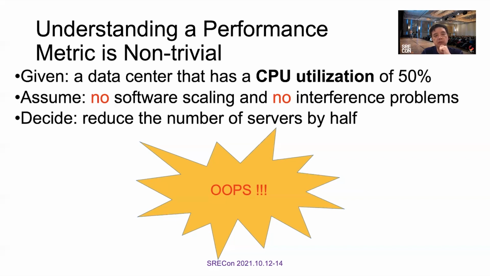So let's pose this question. A data center has a CPU utilization of 50% running a certain amount of applications on a certain number of hardware, and let's assume there's no software scaling or interference problems. Does it mean that we can reduce the number of servers by half? Again, we are assuming there are no hardware or software problems. The only question we are asking here is, does the performance metric CPU utilization mean what most people think it means?